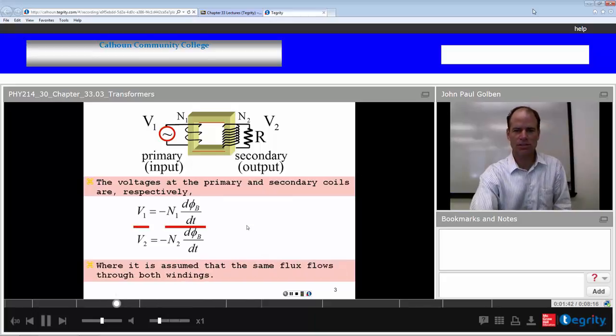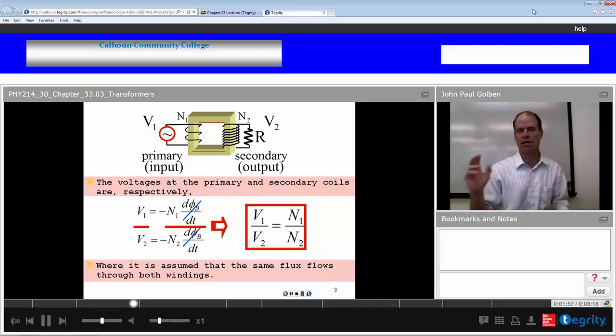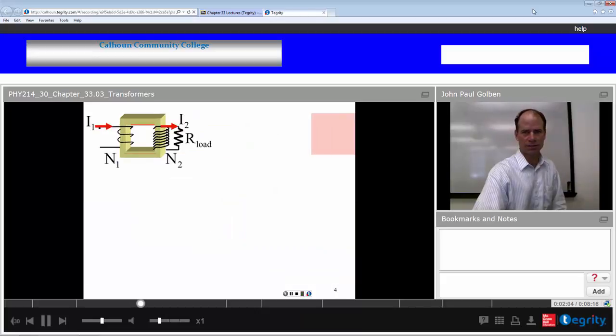So if we took the ratio of these two, getting rid of the change in magnetic flux per time, we would find that the ratio of the voltage in the primary to the voltage of the secondary is equal to the ratio of the number of turns in the primary to the number of turns in the secondary. So V1 over V2 is equal to N1 over N2.